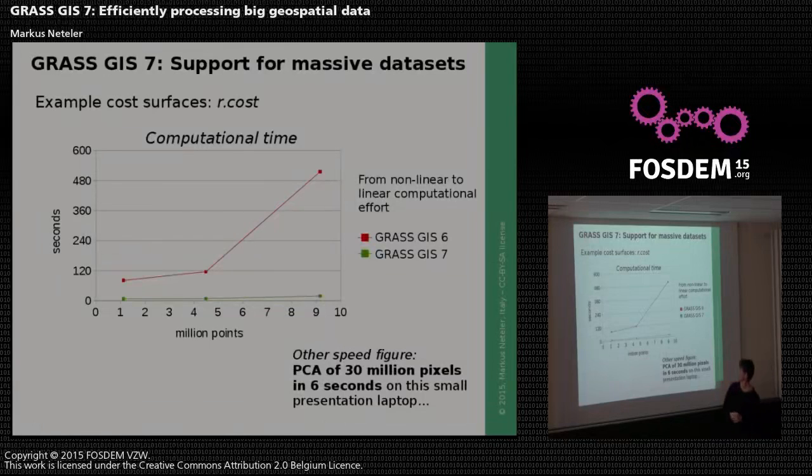Computational time in the raster world is a cost surface calculation. In GRASS 6 you have this nonlinear growth of time consumption, which has been turned into a linear problem, and this is something quite better. Yes, you see my small laptop here, so this is nothing fancy, but I can do a PCA, that is a principal component analysis, of 30 million points in, what did I write, 6 seconds on this machine. So try this in some other software, and I think it will take a little bit more time.